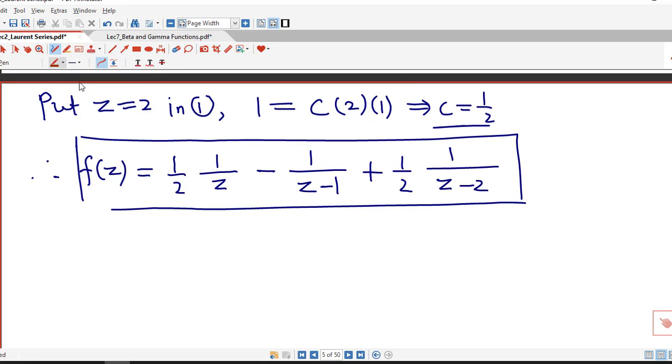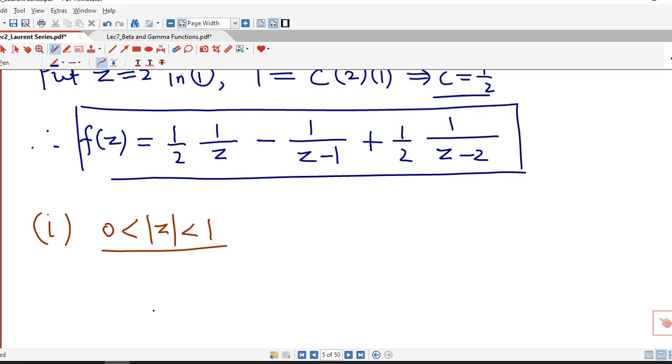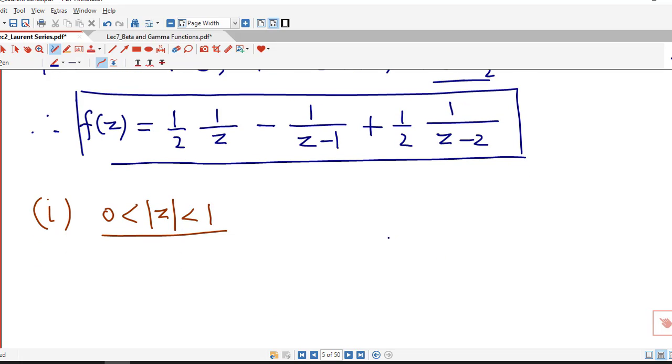So first we consider the domain, say 0 less than absolute value of z less than 1, and we will keep in mind that we are not going to use Laurent's theorem. We are going to consider the standard Maclaurin series expansion of this function, which is 1 plus z plus z square and so on. So we will try to represent all these partial fractions in this form such that absolute value of z is less than 1.